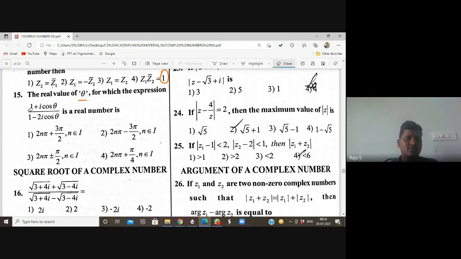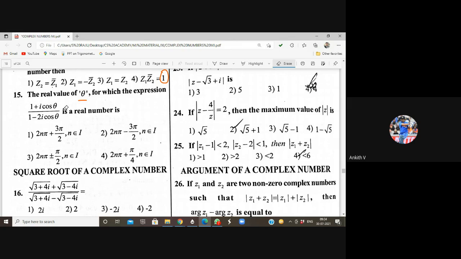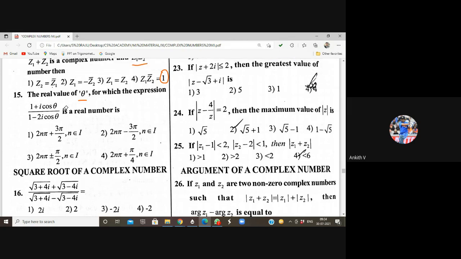So students, tell me for what value of theta it will be a real number. The imaginary part is cos theta. Cos theta is 0 for 90 and 270, so the imaginary part will get 0.